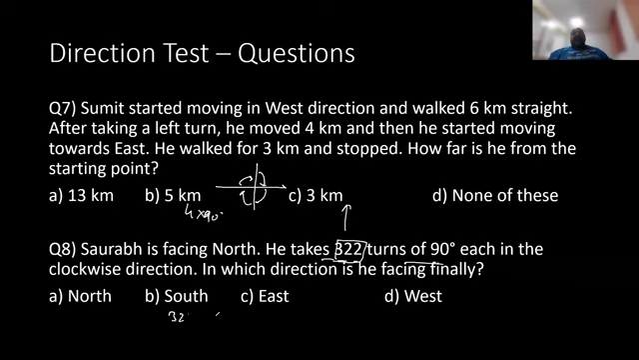So in these 322, 320 is a multiple of 4. So after 4 turns 80 times, I will come around and start facing north. We'll be left with the last 2 turns. So from the north, if he takes 2 turns, 1 and 2, he would have turned a total of 180 degrees net, and therefore would be facing south.